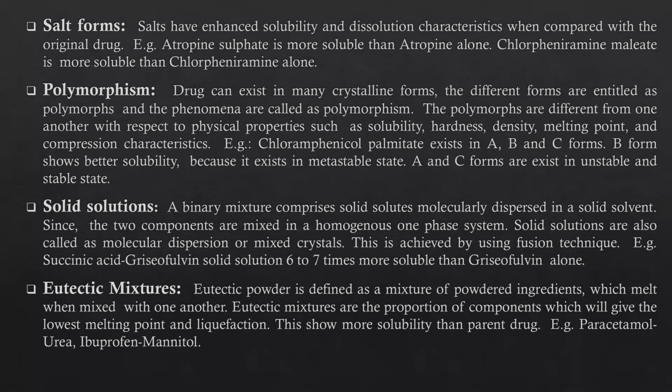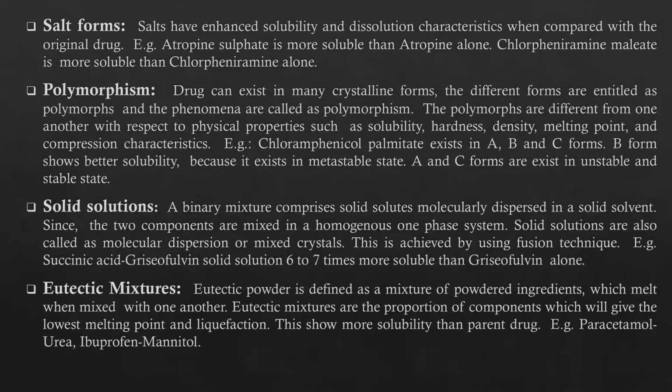Next will be polymorphism. This factor will also be studied in the physicochemical factors affecting the absorption of the drug. So what is polymorphism? The drug can exist in many crystalline forms, which are called polymorphs. These different forms are known as polymorphs, and this phenomenon is known as polymorphism.